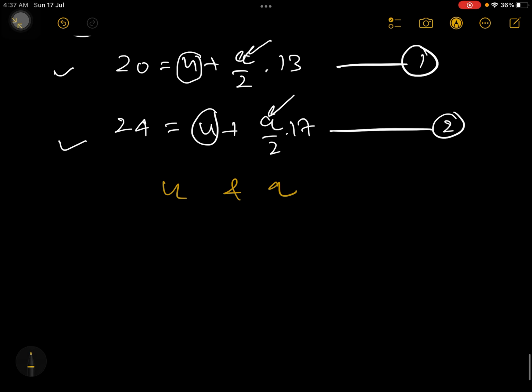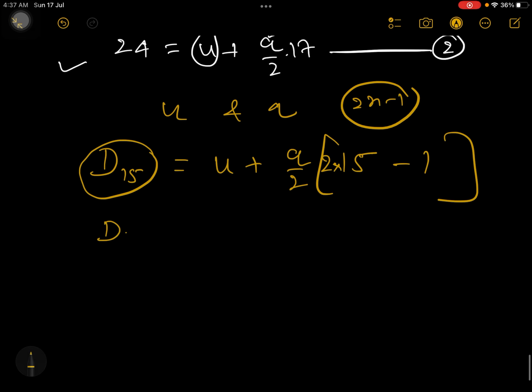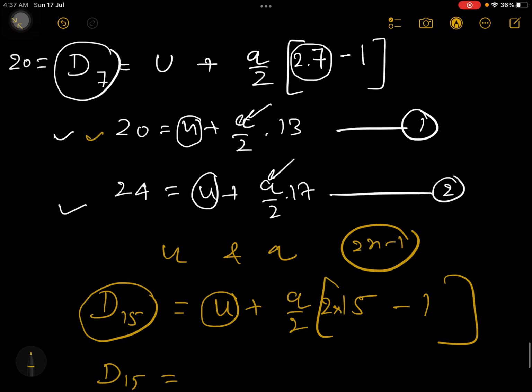In that case, again you apply d in the 15th second, which we have to find, is equal to u plus a by 2. Now, 15 minus 1, again mistake, 2 into 15 you have to do, because in the formula we have 2n minus 1. So 2 into 15. So this d15 you have to calculate. The u value, how will you know? You will solve this equation and this equation and you will find the u value.